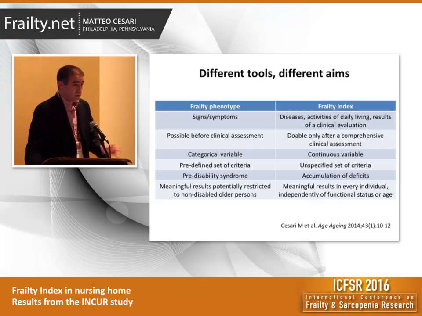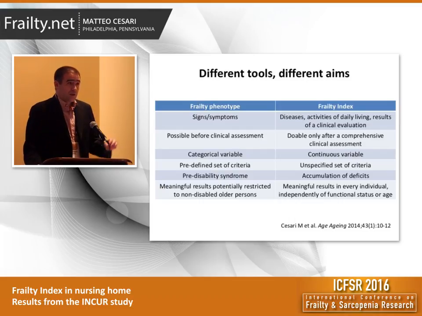The Frailty Index is very different from the frailty phenotype. The frailty phenotype is based on predefined criteria, whereas the Frailty Index is not. One is based on signs and symptoms. The other is based on diseases, physical disabilities, any kind of deficit that we can consider. The frailty phenotype by Fried is a categorical variable. The other one is a continuous variable.